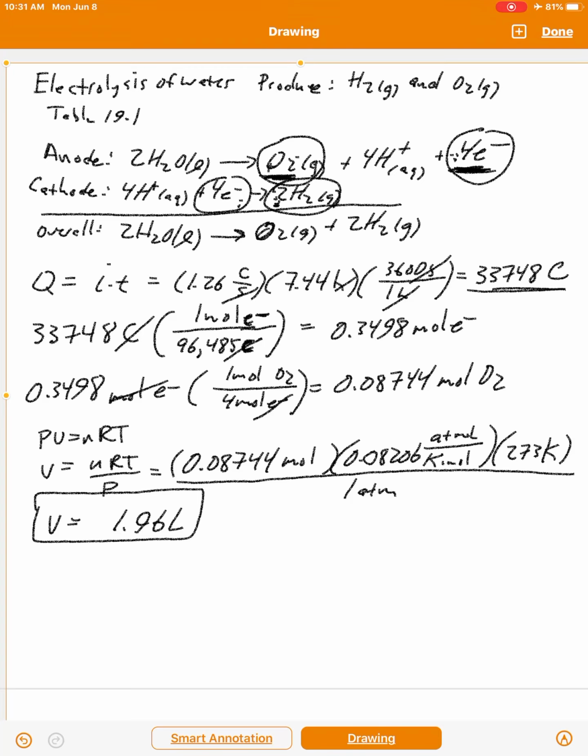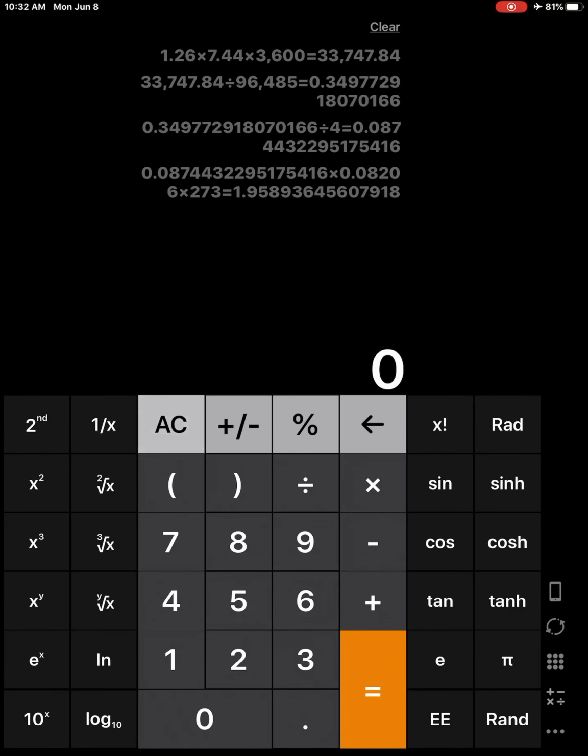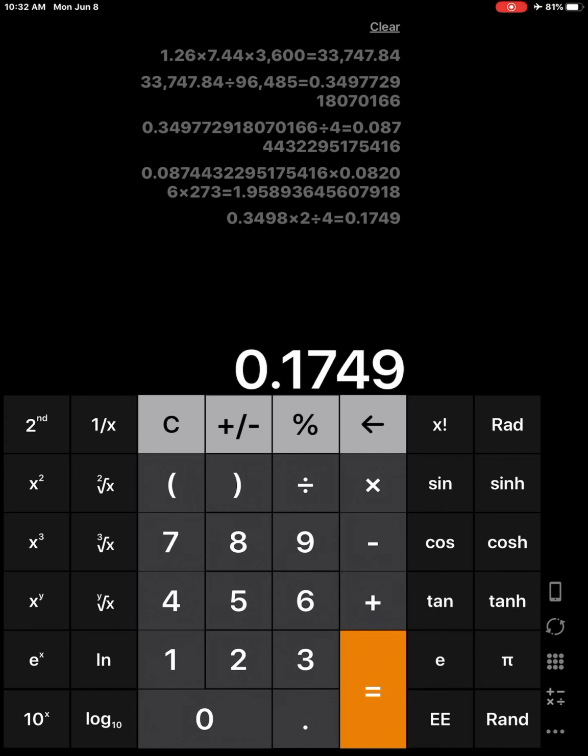Okay? So if you want to go through it, you can. You can say, look, we've got 0.3498 moles of electrons. We calculated that up here. And then it's 2 moles of hydrogen for every 4 moles of electrons. Right? And so what does that do? It gives you, let's try it, 0.3498 times 2 over 4, which is 0.1749.